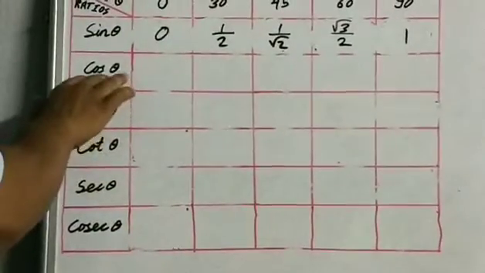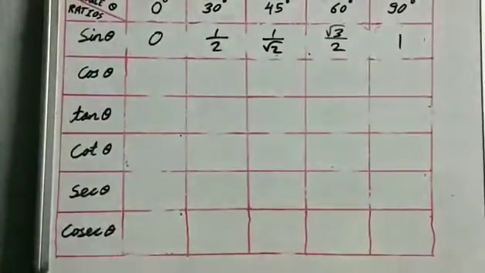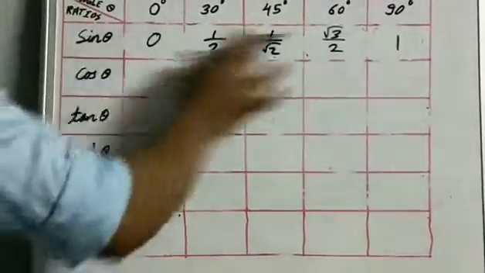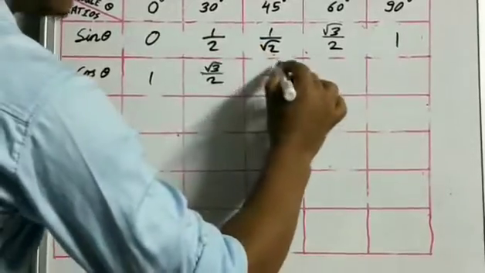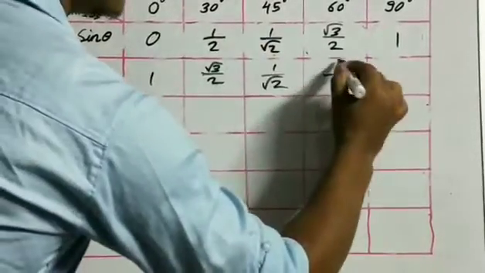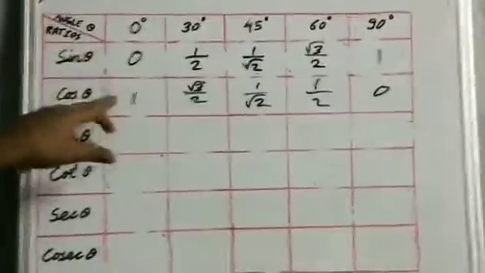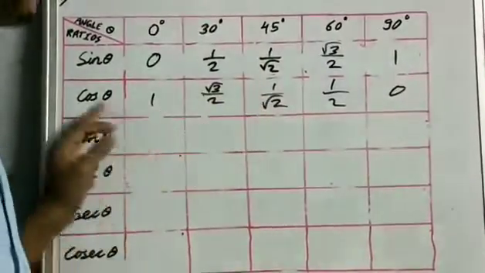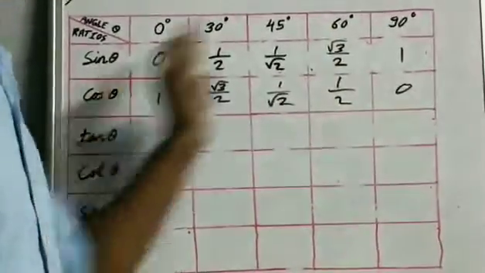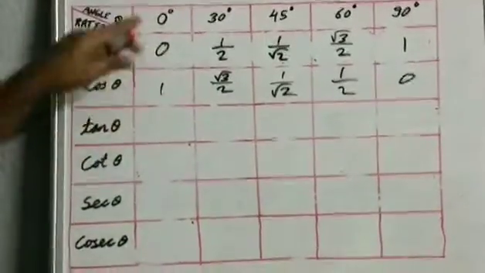Now, to find the values of cos theta, we have to reverse the values of sine theta. So the reverse of the values of sine theta is 1, root 3 by 2, 1 by root 2, 1 by 2, and last one 0. Therefore cos of 0 degree is 1, cos of 30 degree is root 3 by 2, cos of 45 degree is 1 by root 2, cos of 60 degree is half, and cos of 90 degree is 0.